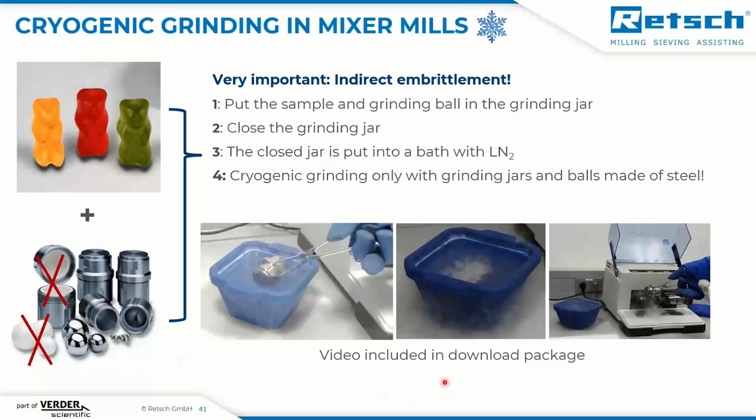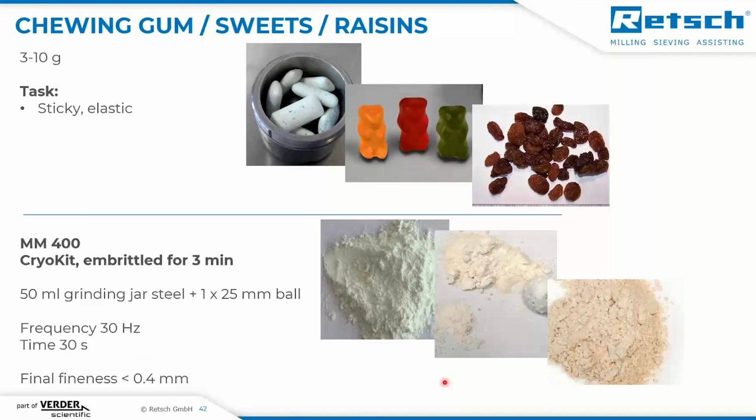There is also a video included in the download package where you get all this information again. Application example: chewing gum, sweets or raisin. MM400 cryo kit, embrittle for 3 minutes in this liquid nitrogen bath, stainless steel equipment, 30 hertz, 30 seconds, and pulverized sample.